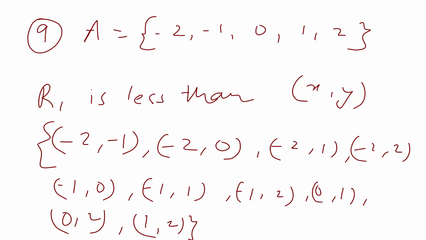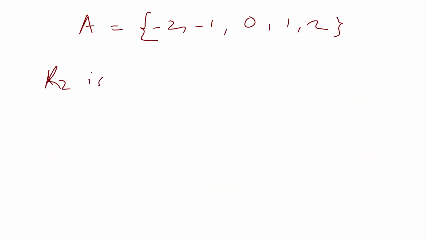First part of the problem. Second part. A is equal to -2, -1, 0, 1, and 2. The relation R2 is square of. The meaning is x is the square of y. The first component is the square of the second component.